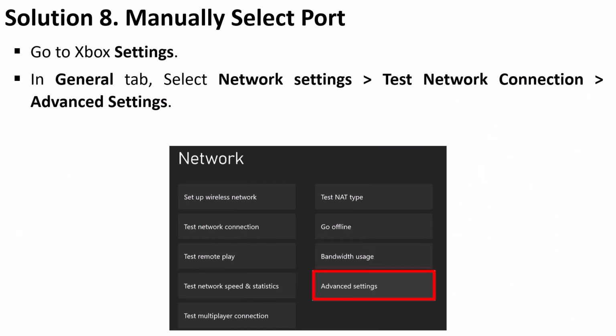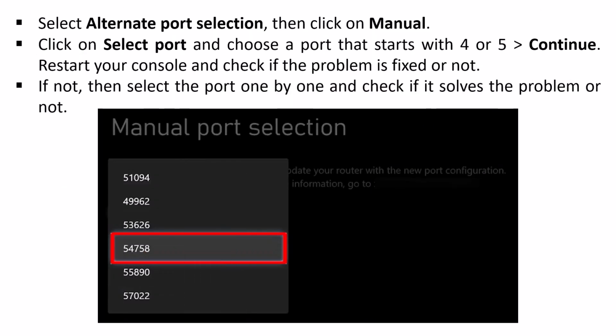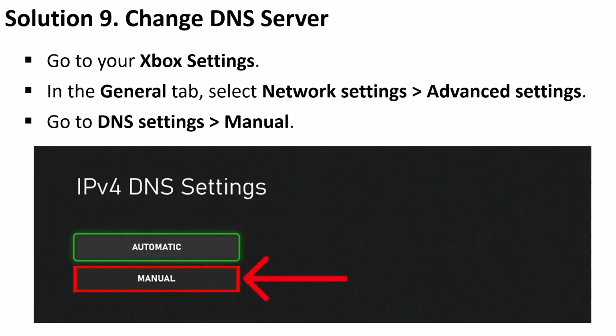Solution 8 is to manually select port. So go to Xbox settings, in general tab select network setting, test network connection, advanced settings. Select alternate port selection, then click on manual. Click on select port and choose a port that starts with 4 or 5, continue. Now restart your console and then check if the problem is fixed or not. If not, then repeat the process and then select the port one by one and see which one works for you.